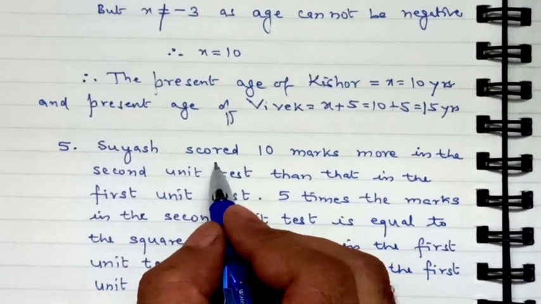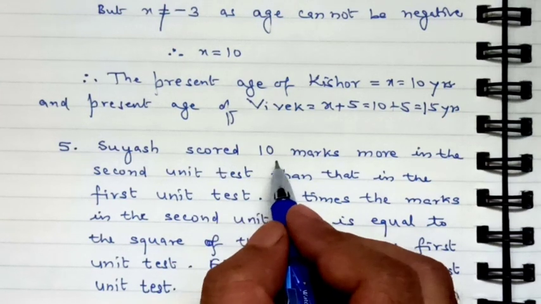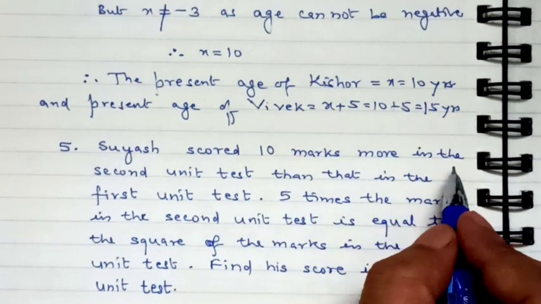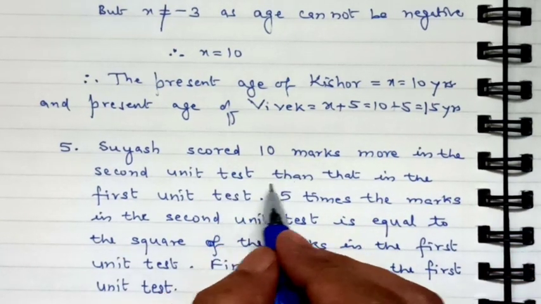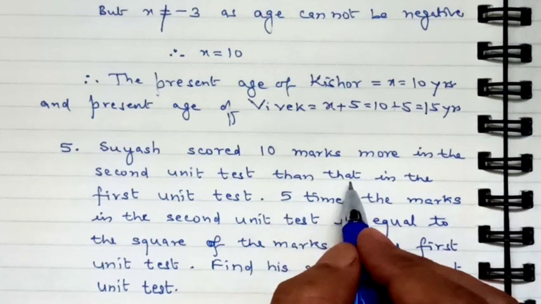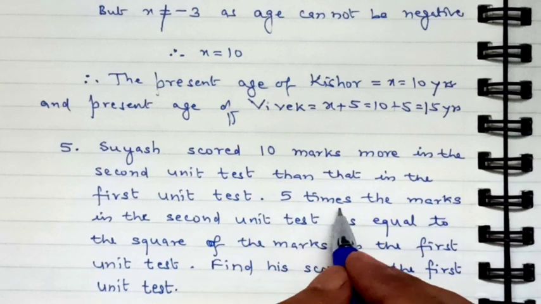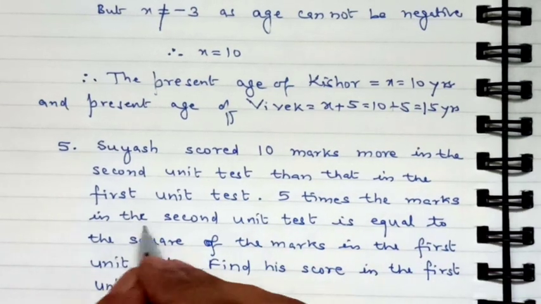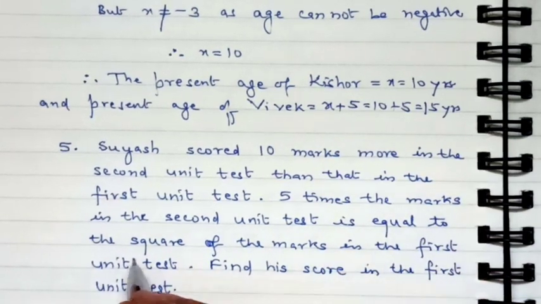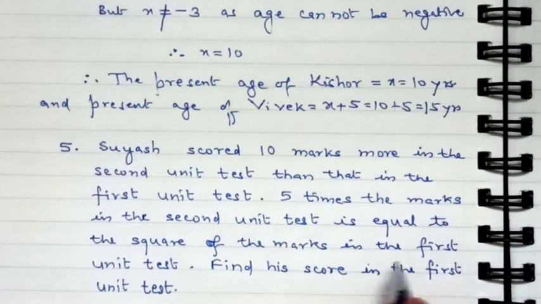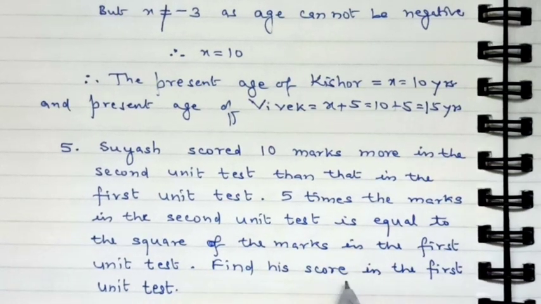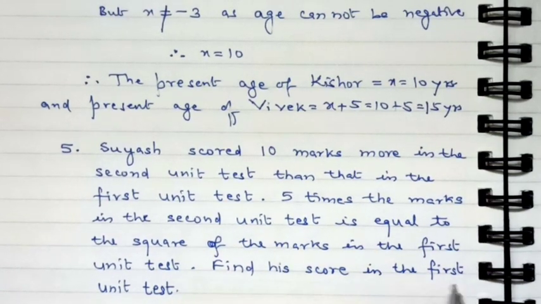Fifth question. Suyash scored 10 marks more in the second unit test than that in the first unit test. 5 times the marks in the second unit test is equal to the square of the marks in the first unit test. Find his score in the first unit test.